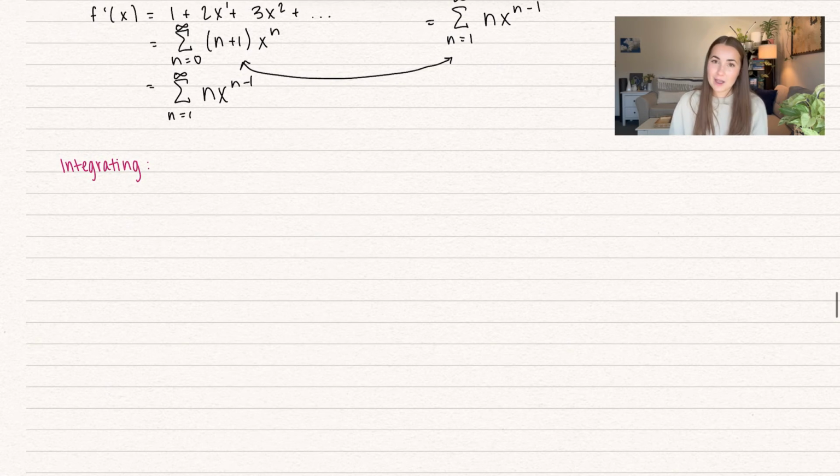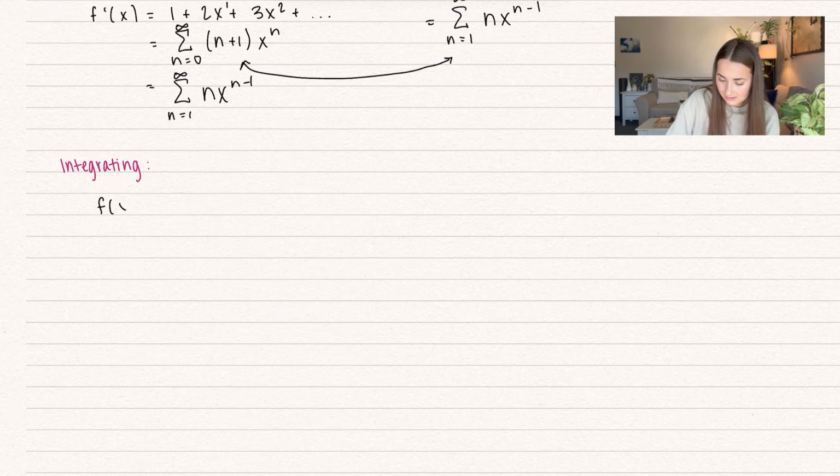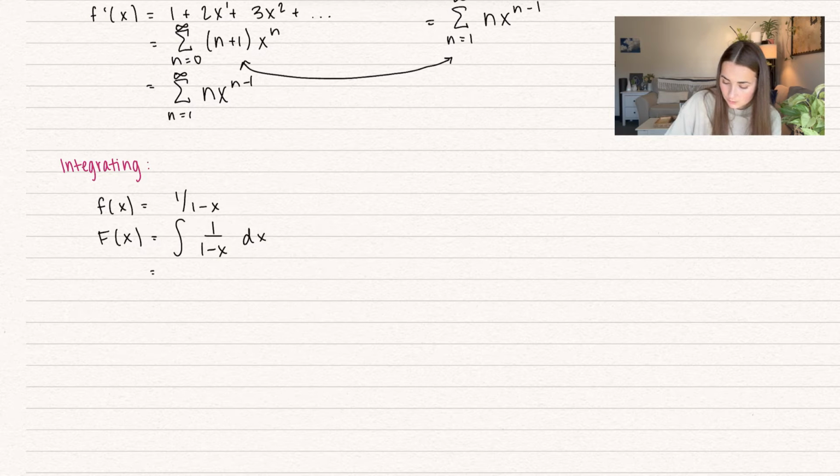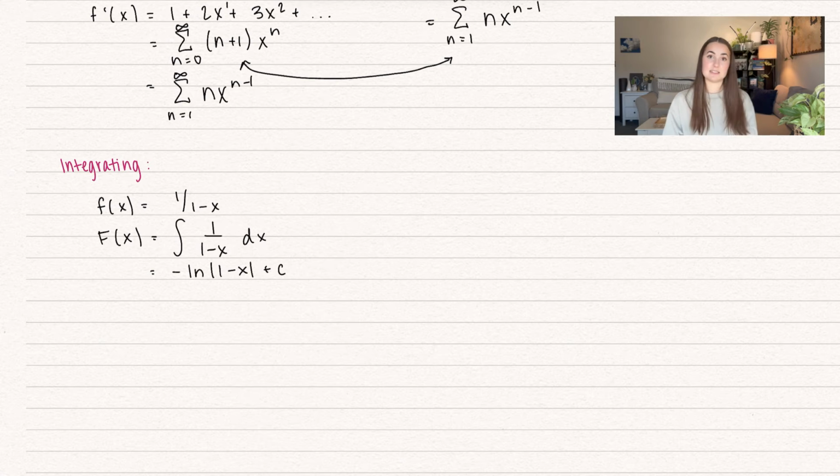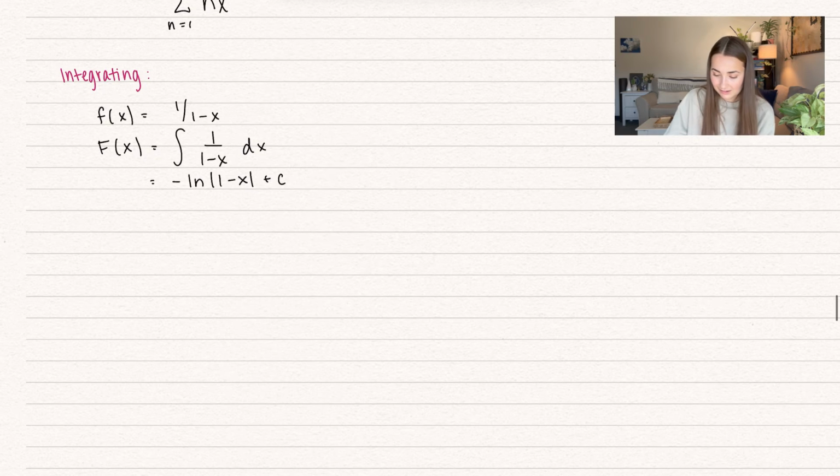So now let's think about integrating. Same thing, let's take our function, f of x, in this case f of x is equal to 1 over 1 minus x. Let's integrate. So capital F of x is going to be the integral of 1 over 1 minus x dx. We know this is equal to negative natural log of 1 minus x plus some constant c, right? So again, functions, that's not the interesting part. We know how to do that. We want to learn how we can integrate the power series.